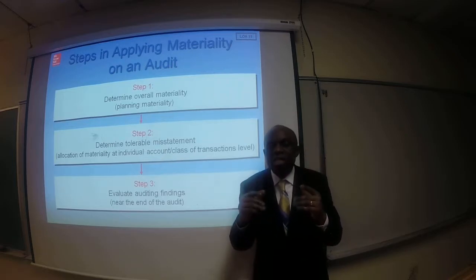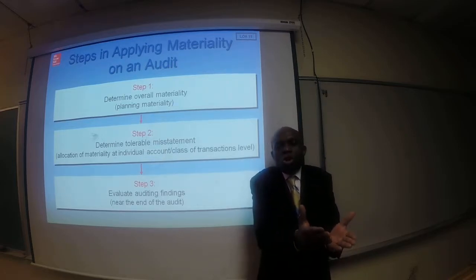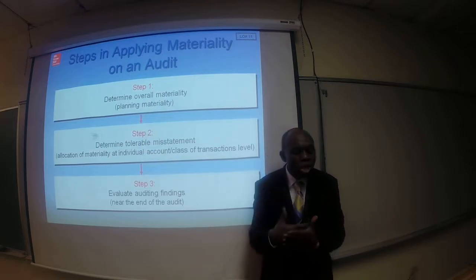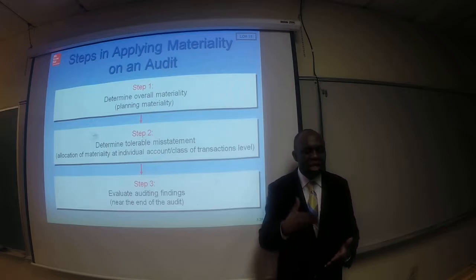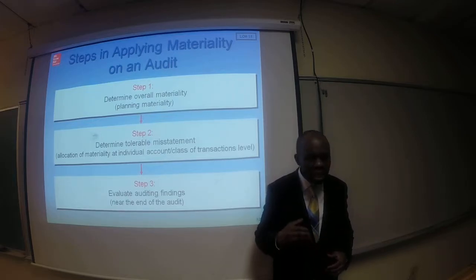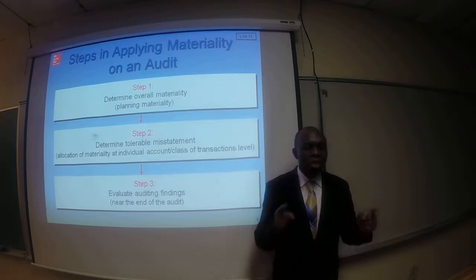So materially misstated, the question is, what is material for this company? What is material for one company might not be material for another company. So we need to establish that from the outset, or determine that from the outset as part of our planning. Then the second step is we need to determine tolerable misstatement.